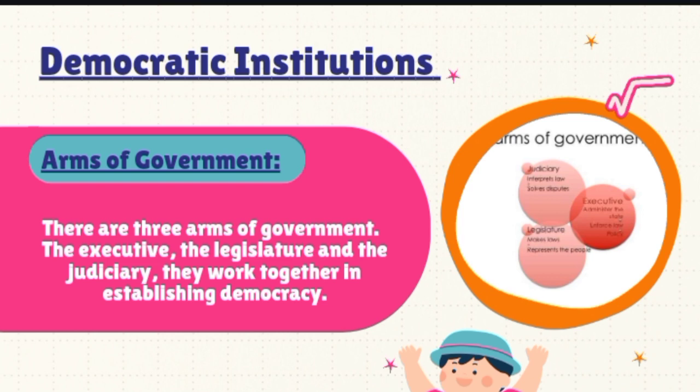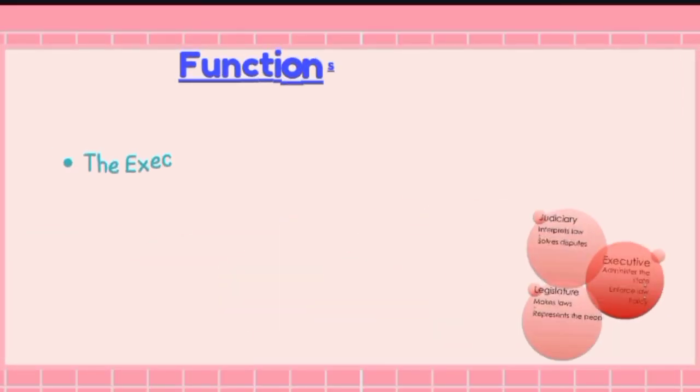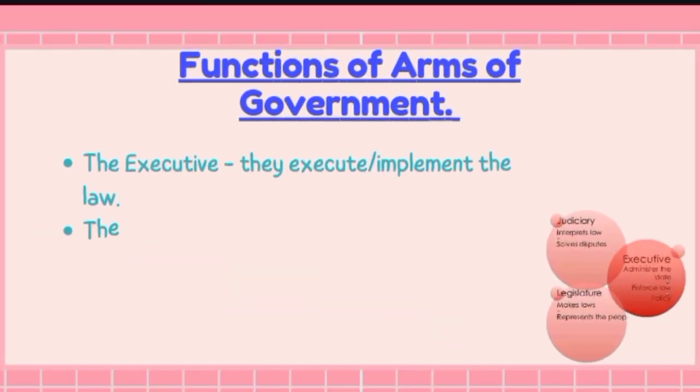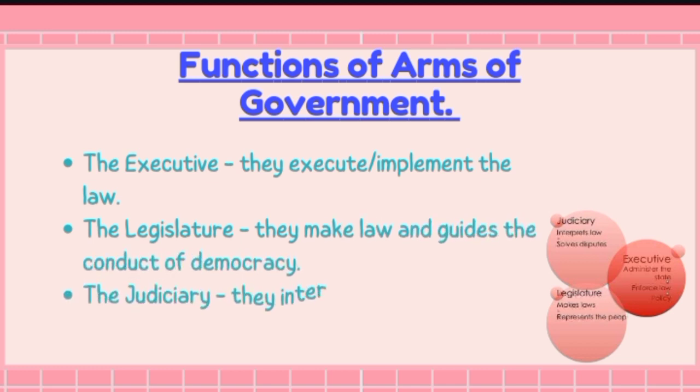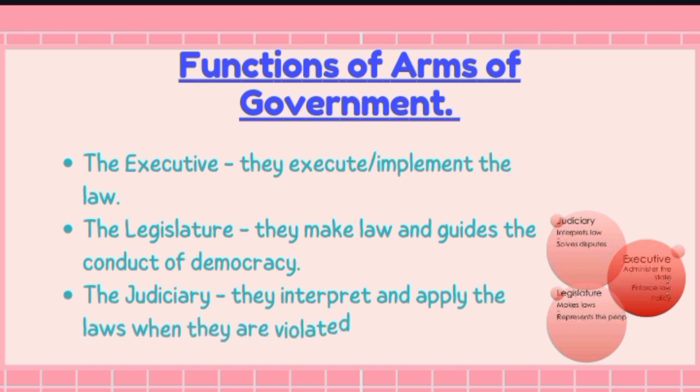Some of the functions are that the executive arm of government is responsible for the implementation, execution, or enforcement of laws, while the legislature carries out the function of making laws, and the judiciary, which is the third arm of government, is responsible for interpreting and applying laws when they are violated. So these are the functions of the executive, the legislature, and the judiciary.